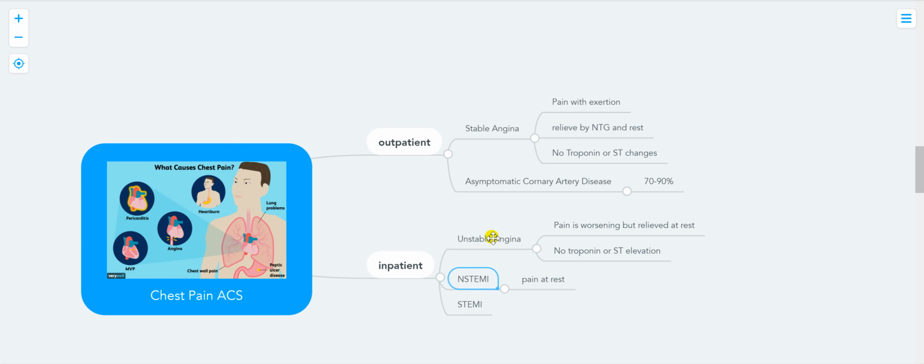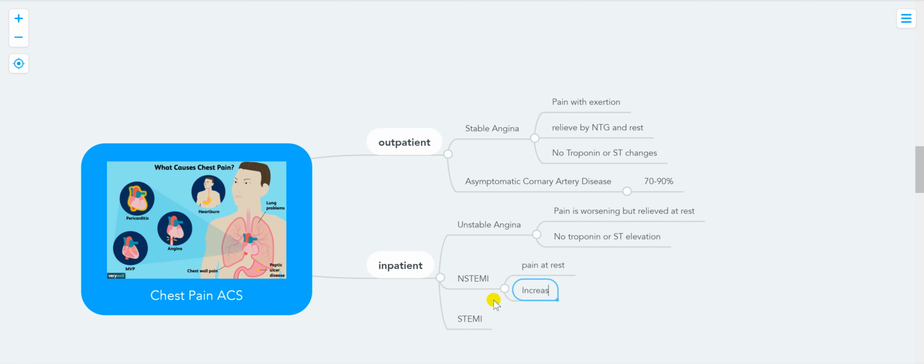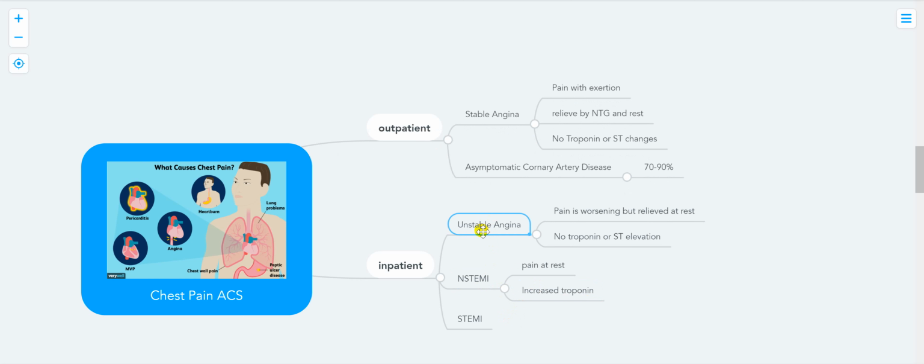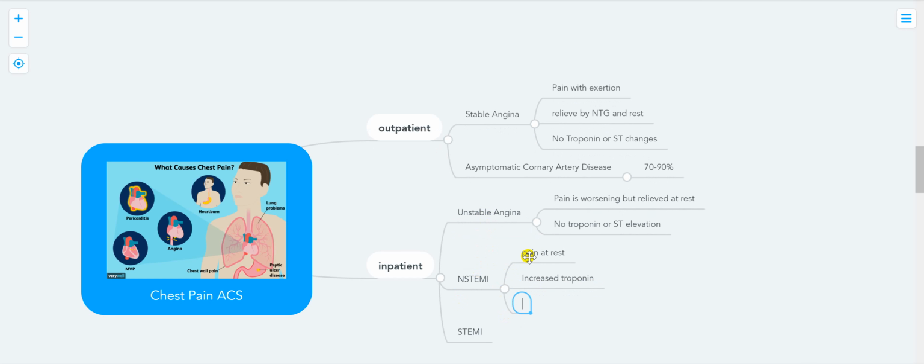What's the difference between unstable angina and non-STEMI? The difference is in terms of biomarkers: you will see increased troponin. Perfect, so this is the non-STEMI, the natural progression. What is the pathophysiology for unstable angina and non-STEMI? Usually thrombosis, with less than 10% occlusion.